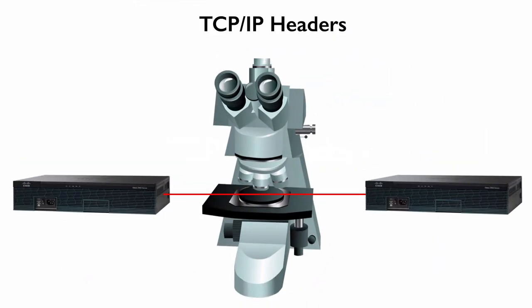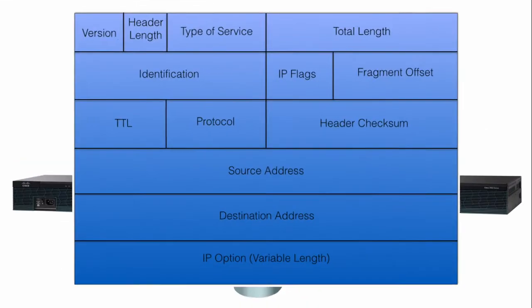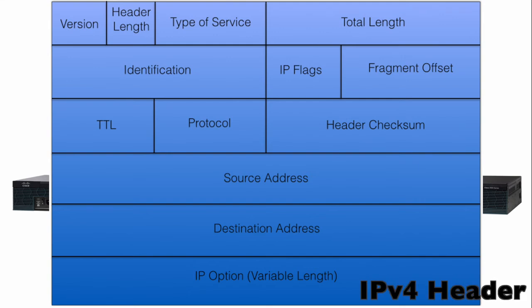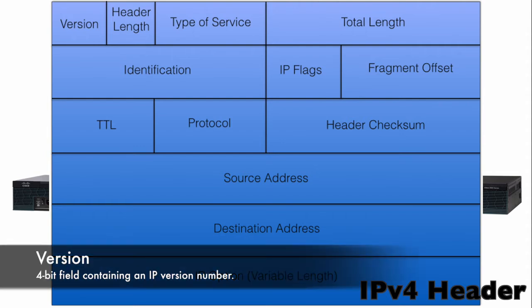Let's get started by taking a look at the header of an IP version 4 packet. We see that it has several different fields. Let's point out a few of them. To begin with, there is a 4-bit version field, and this version is going to indicate that this is an IP version 4 packet. In binary, what is a 4? It's 0100. That's what's going to be found in the version field of an IP version 4 packet.